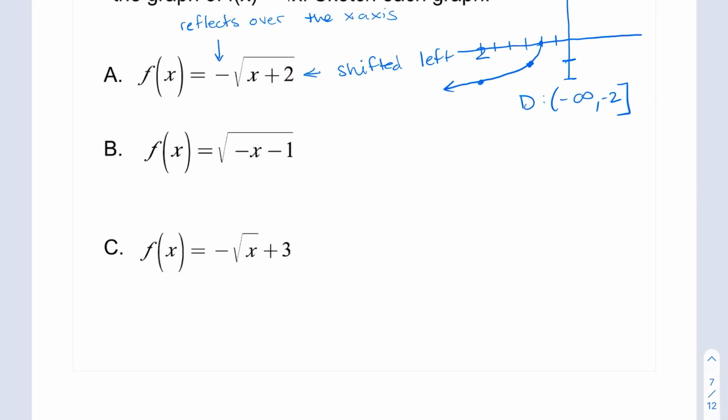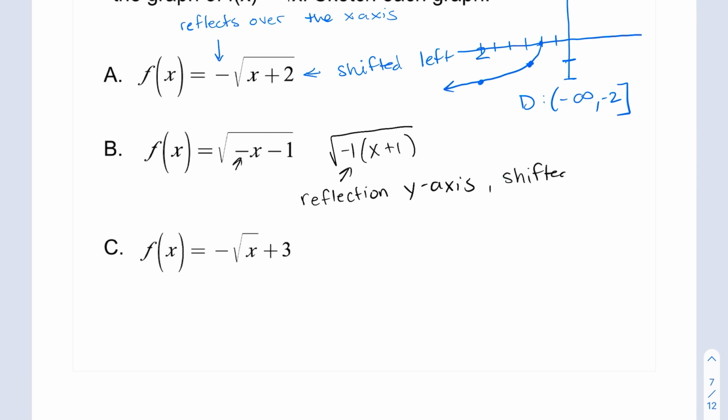for the next one, there's a couple different things happening. There's a negative sign in front of the x and a subtracting 1. The first thing you're going to want to do is factor out a negative 1, and you'll be left with x plus 1. We know that negative 1, since it's inside the square root, is a reflection over the y-axis. And now, because it says x plus 1, we know it's shifted to the left 1. So the first thing you're going to do is apply the reflection to the y-axis.